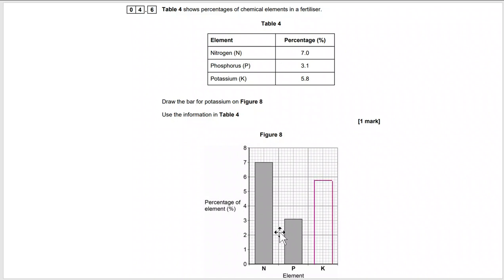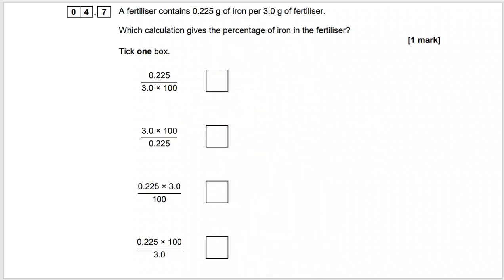So I've got the line drawn on for 5.8. A fertilizer contains 0.225 grams of iron per 3 grams of fertilizer. Which calculation gives percentage of iron in the fertilizer? Well, I'm going to try to break it down so we can dismiss them as we go. We need 0.225 on top, so immediately this answer becomes incorrect.